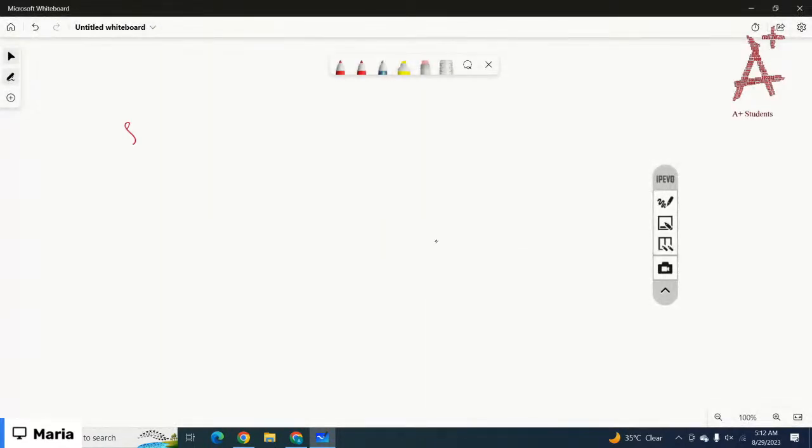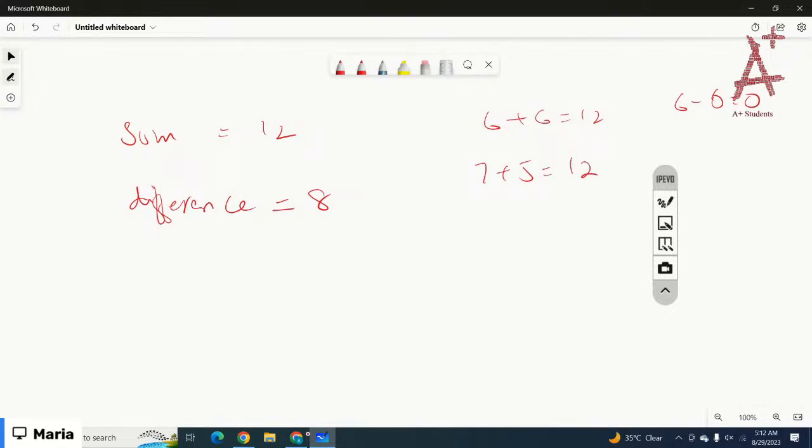Okay, sum is 12 and difference is 8. Let's start with two numbers whose sum is 12. 6 plus 6 is 12, but their difference is 0. 7 plus 5 is 12, but their difference is 2. 8 plus 4 is 12, but their difference is 4. 10 plus 2 is 12, and their difference, 10 minus 2, is 8.